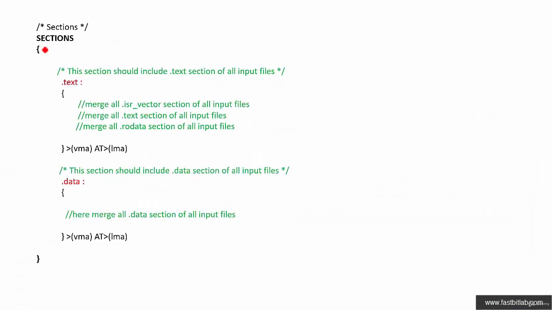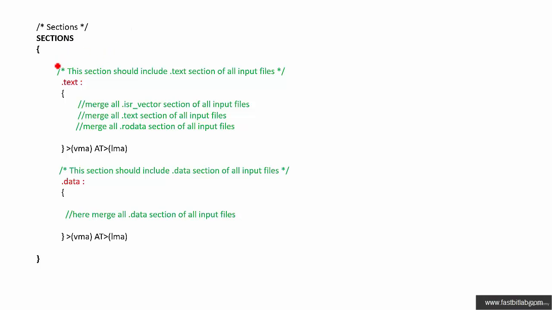So it all starts with the command keyword SECTIONS. This is a standard keyword, and you have to write it in all capital letters. After that, this is the body. The sections command is used to create a number of output sections in the output file.